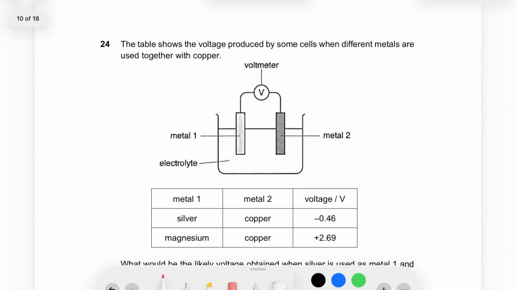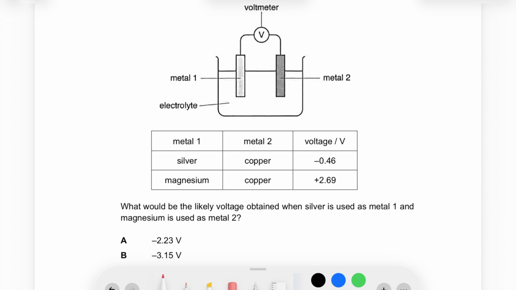24. The table shows the voltage produced by some cells. So this is under electrochemistry. What will be the most likely voltage obtained when silver is used as metal 1 and magnesium is used as metal 2? Let's see. If you use the reactivity series, you know it's something like this. So magnesium and copper, 2.69 volt, and then copper and silver, minus 0.46 volt.